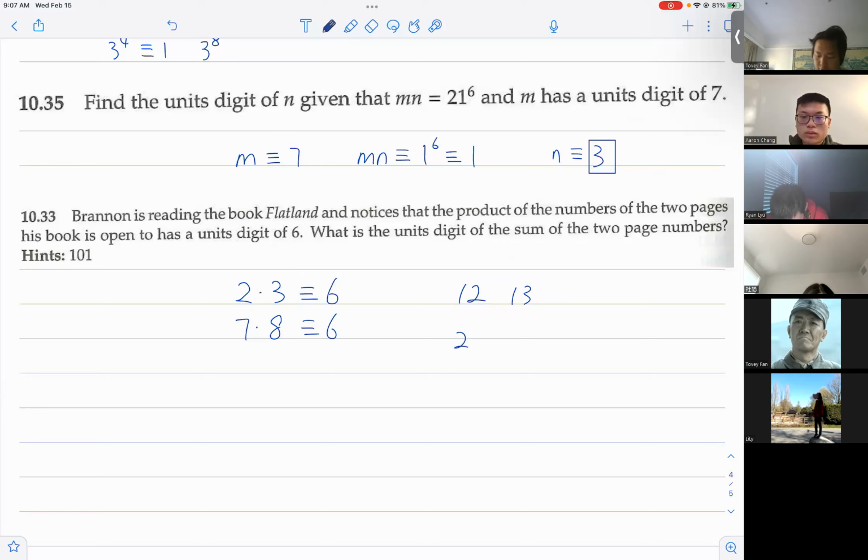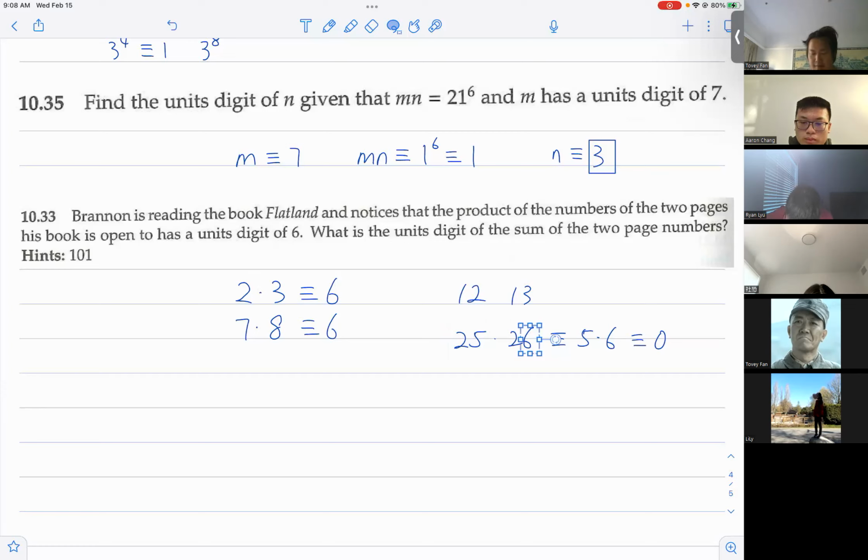Say that you go to 25, 26. If you need to know the units digit, it's the same as 5 and 6, right? 25 times 26 has the same units digit as 5 and 6. So that's why 5 and 6 includes everything, includes 25, 26, 35, 36, 45, 46, and all of them will have a unit digit of 0. If it's asking for the sum of two page numbers, it's also the units digit, right? So even if you have 25, 26 or 35, 36, the units digit will still just be 5 plus 6, which is 1.